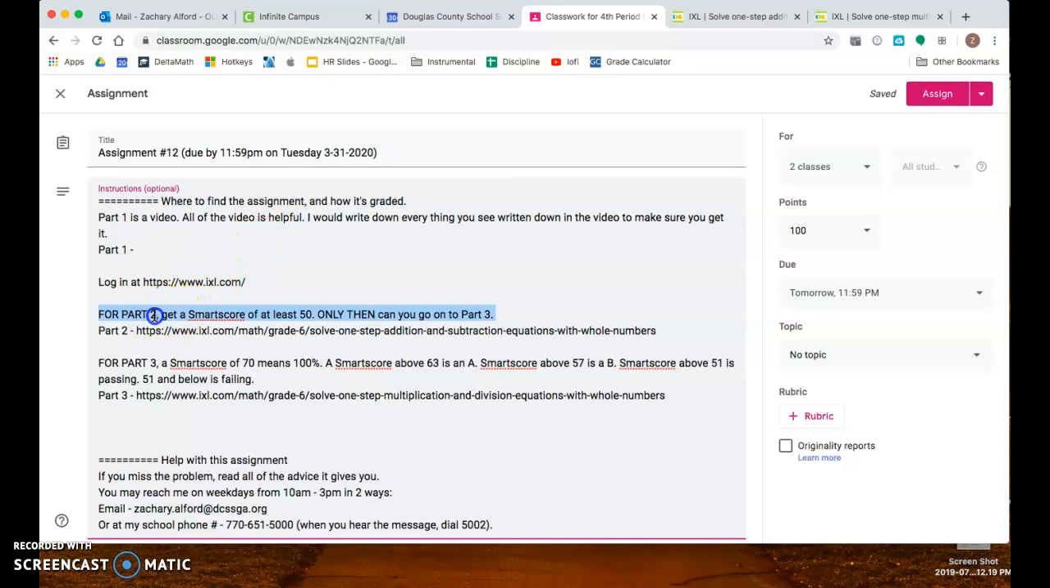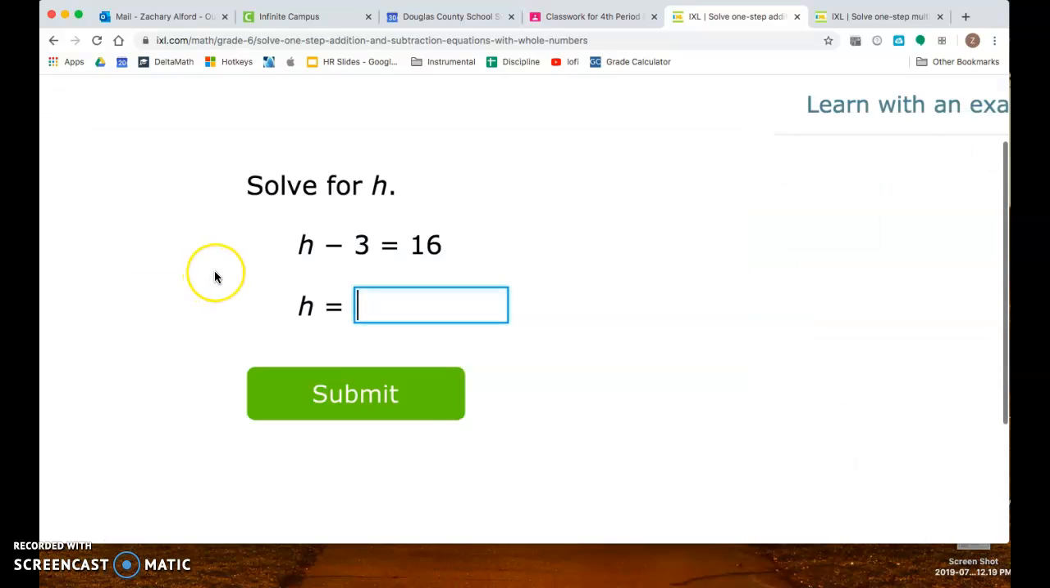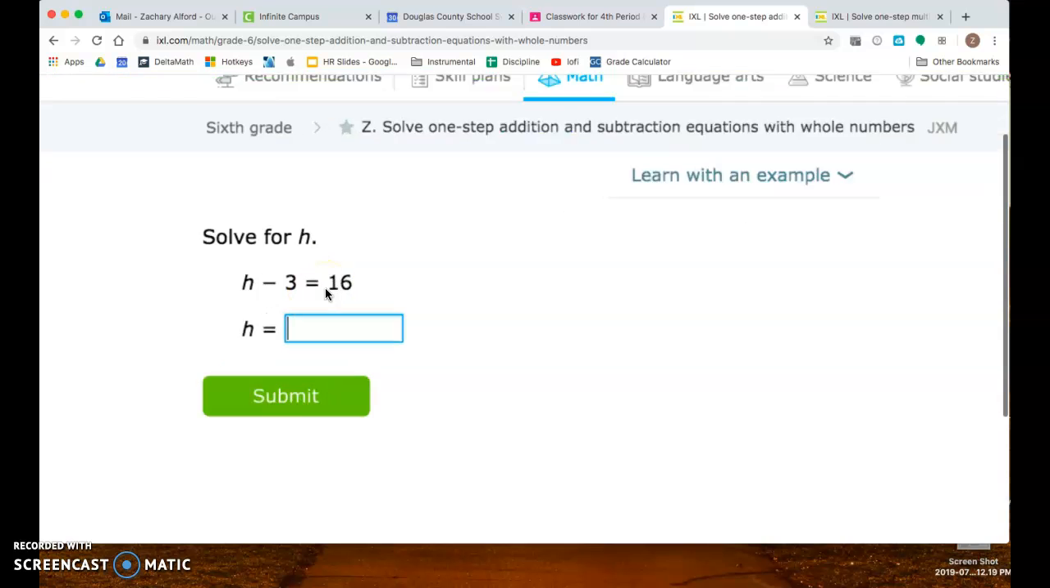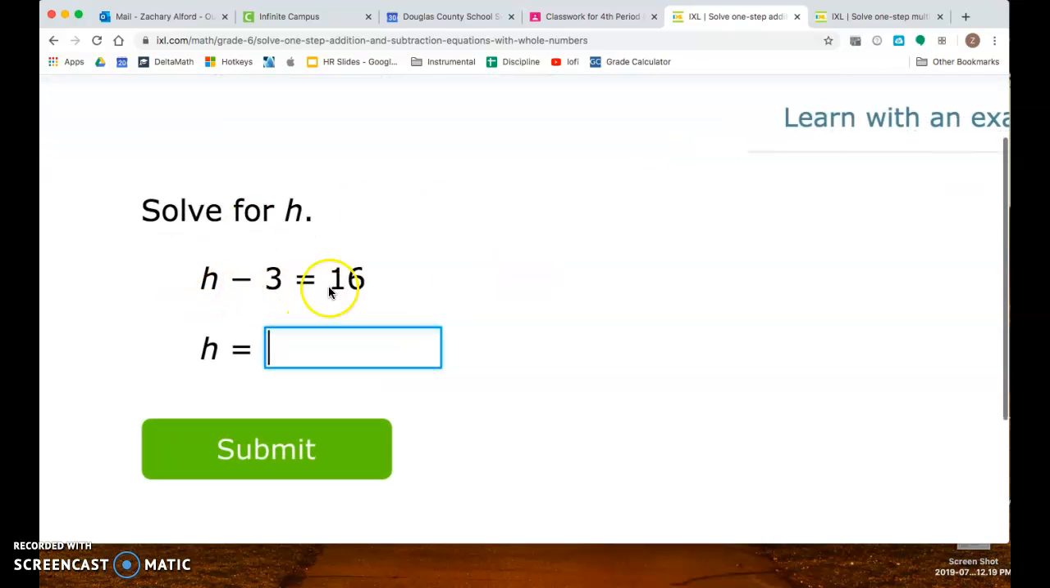Okay. Let me talk about part 2. For part 2 of this assignment, you need to get a SMART score of at least 50. Only then can you go on to part 3. So what is part 2? All right, here is part 2. It is when we have equations where we need to add or subtract. Okay. So h minus 3 equals 16.